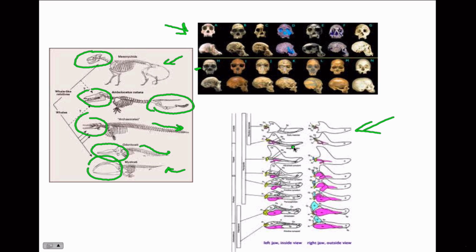This right here shows just the jaw. So this would be the left jaw and this would be the right jaw, looking at it from the outside. And so what they'll do with these fossils is they'll look at them in minute detail. They're looking at the individual structures that make up the jaw and how that has changed over time.